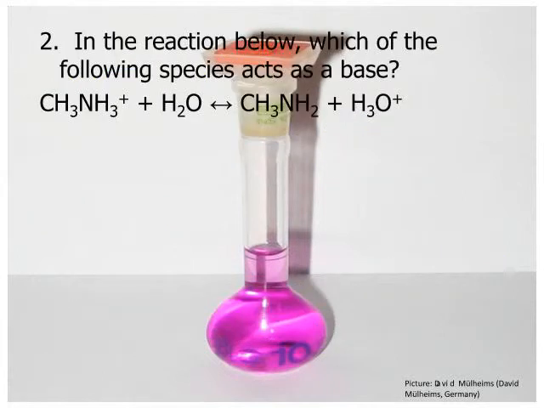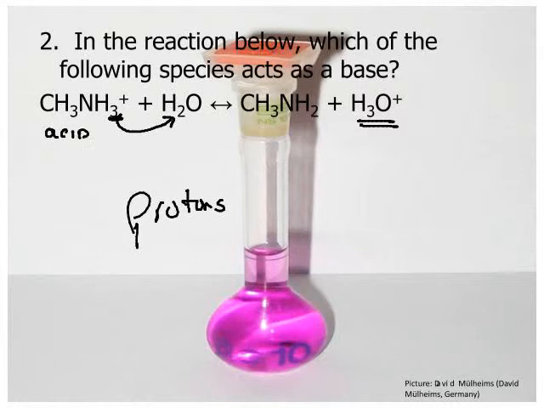Okay, number 2. All right, this one's a lot easier. Which of the following acts as base? Remember, what does a sheep say? They say bad: base acceptor, acid donor. That's the Bronsted-Lowry definition. What do they accept? They accept protons. So if you look carefully at this hydrogen, one of the hydrogen, the H3, comes and joins the water to make the hydronium ion. So the donor is an acid. The acceptor is a base.